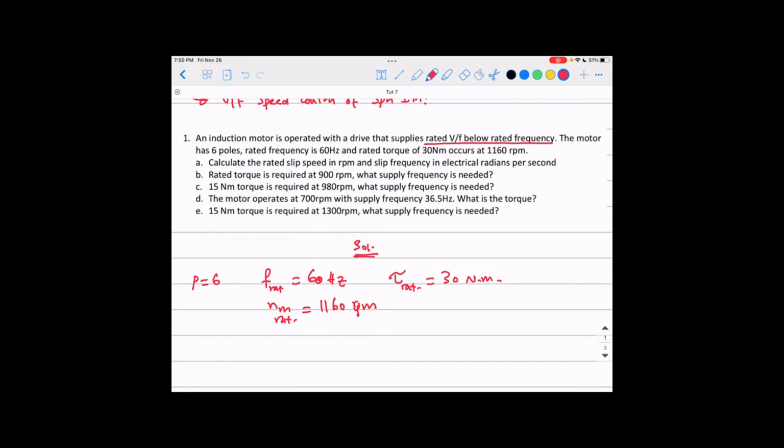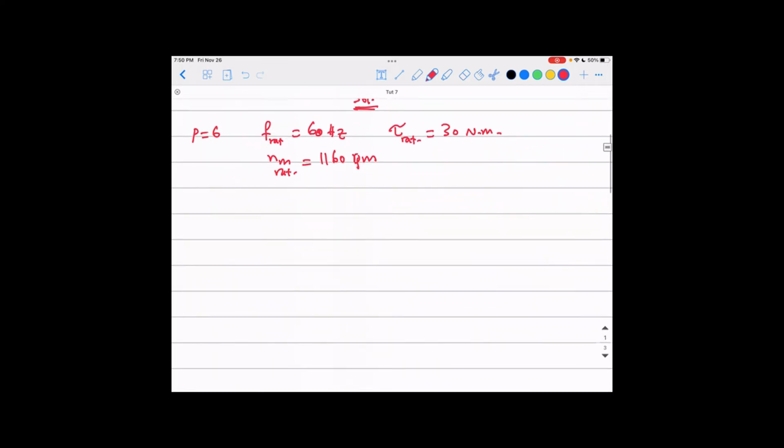Okay guys, part A is to calculate the rated slip speed in RPM and slip frequency in electrical radians per second. Let's try to find out what it's asking. Before jumping into this, I hope you remember this curve of the V over F speed control. I will just draw it here to remind you. We have the rated frequency here, which is 60 Hertz for this problem, and this goes directly to the rated voltage, V rated, of the machine, which is not given here.